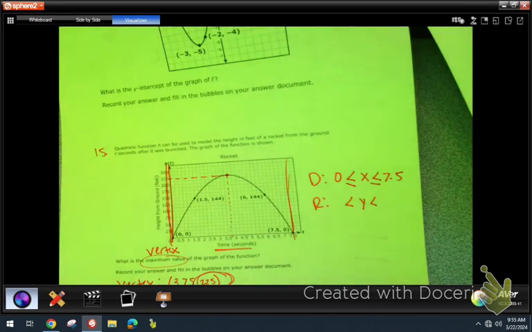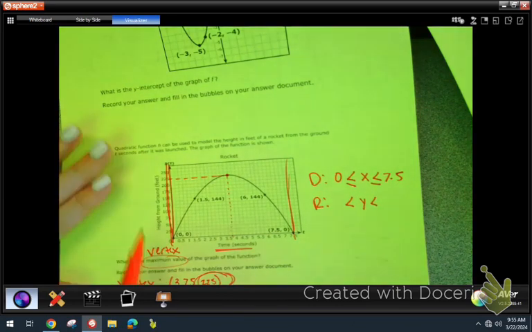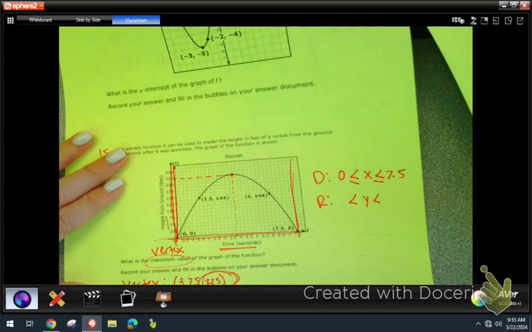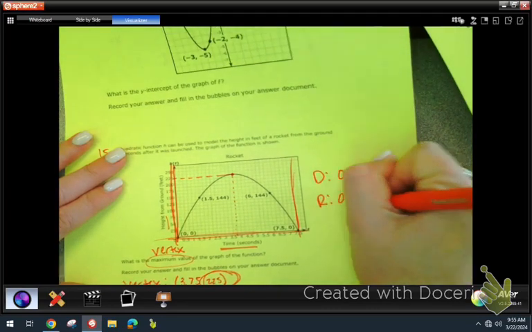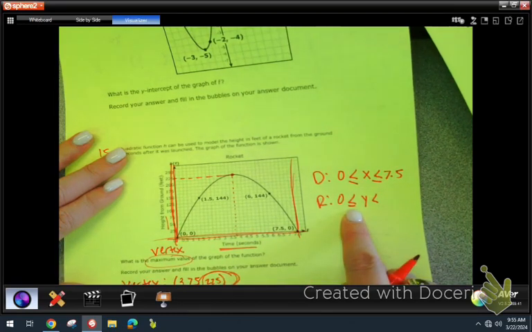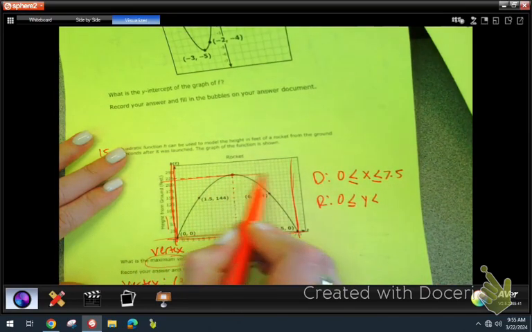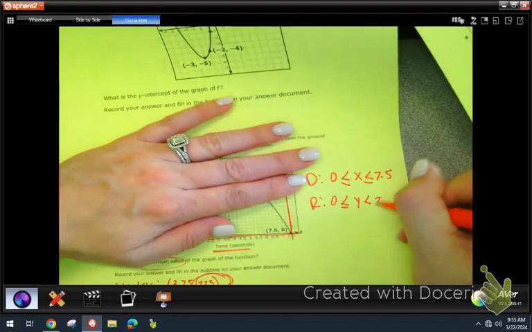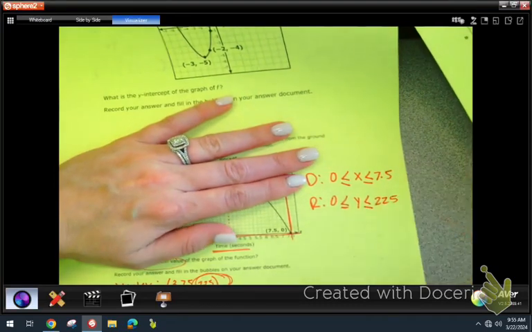Now, for range, again, we don't have arrows, so we're not going to use infinities. What's our bottom boundary? What's the lowest height that you can have? 0, the ground. Look what I just drew through. That's the lowest height we can go, and again, we can equal it because there's closed circles. What's the highest height we can go? 225. That came from our maximum, and we would equal it as well.